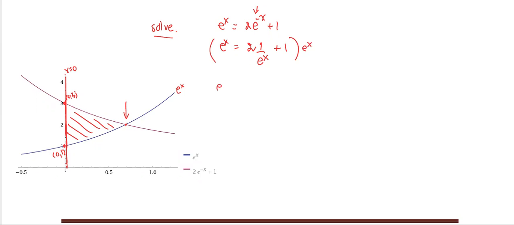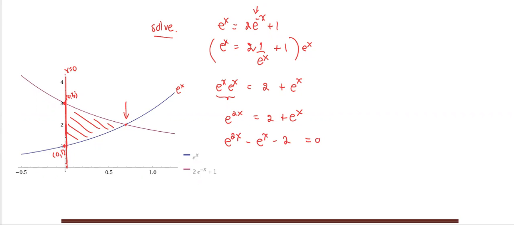We get e to the x times e to the x equals 2 plus e to the x. e to the x times e to the x is e to the 2x, equals 2 plus e to the x. Now, it doesn't look pretty, right? It can be done by treating it similarly to the way you treat a quadratic equation. So we move all terms to one side and see how we can manage after that.